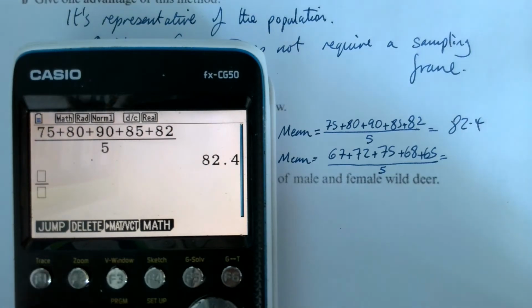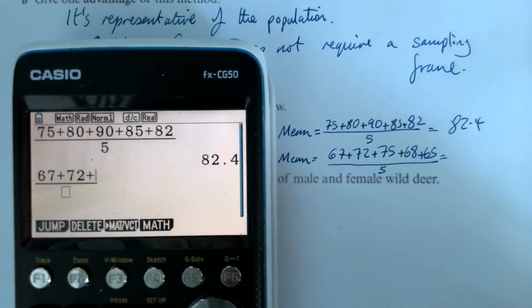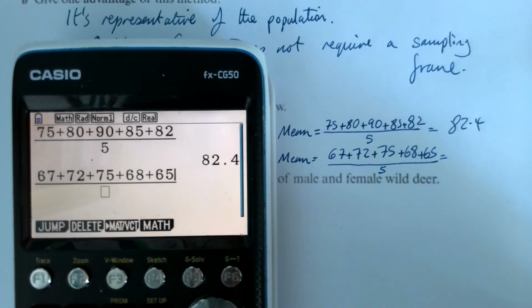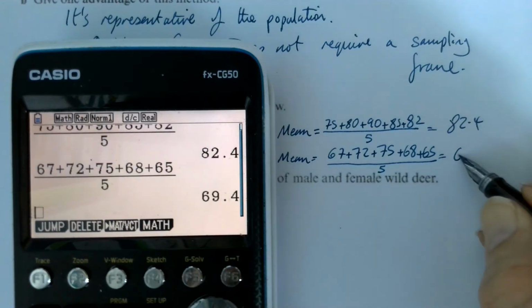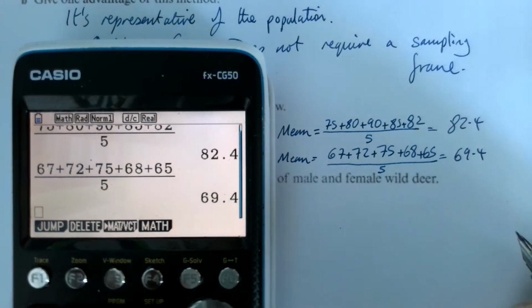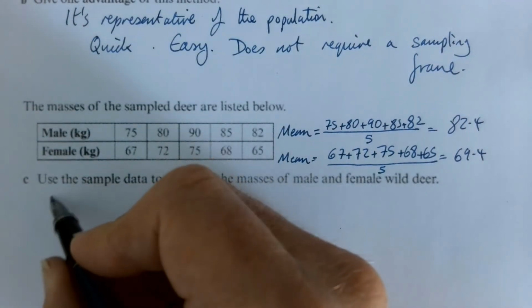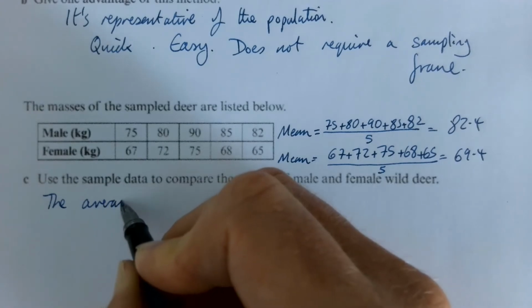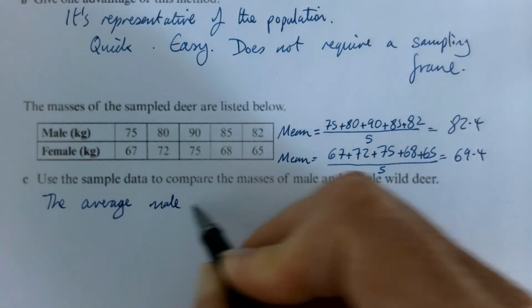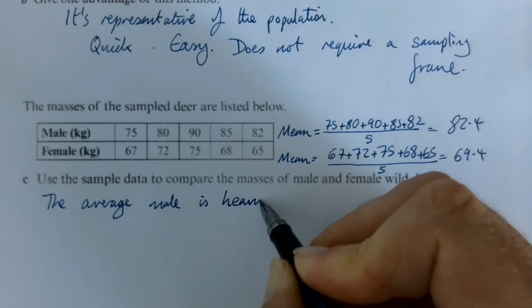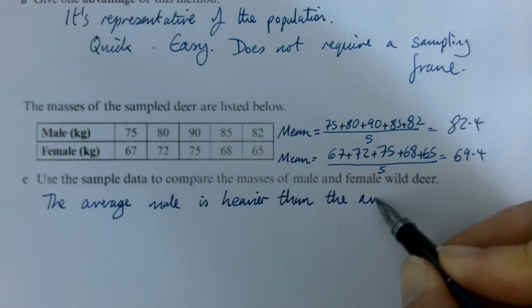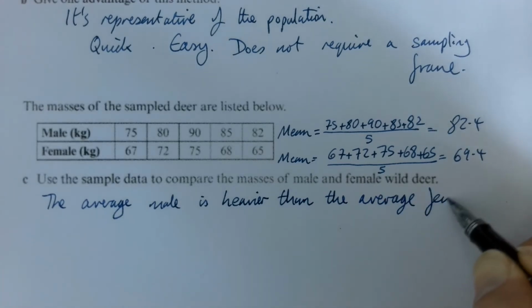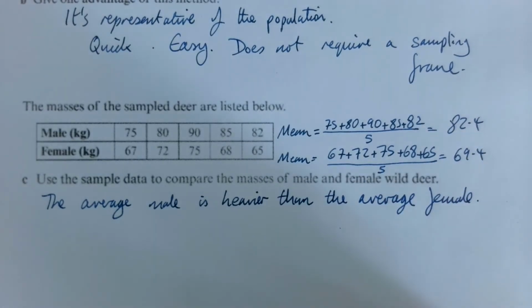For the females, hit the fraction button, and then 67 plus 72 plus 75 plus 68 plus 65 all over 5 equals S to D 69.4. So we can say that the average male is heavier than the average female. And then what are the ranges?